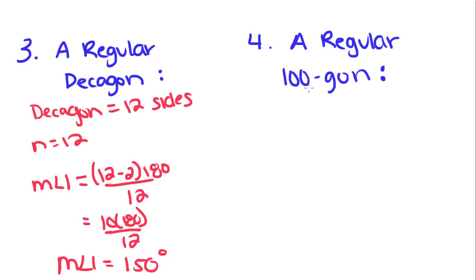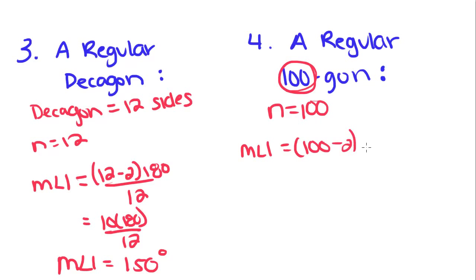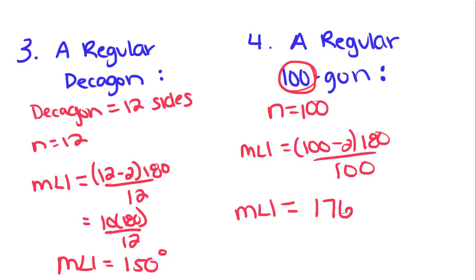So a regular 100-gon. So that means there are 100 sides. So the measure of one angle is 100 minus 2 times 180 over 100. And once again, we're just going to plug that into the calculator, and you'll get 176.4. When the numbers get this big, it's okay to just go ahead and plug it into a calculator.